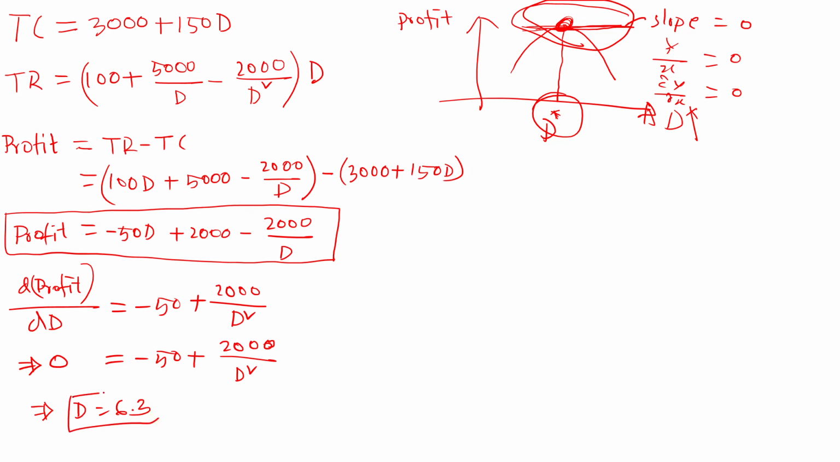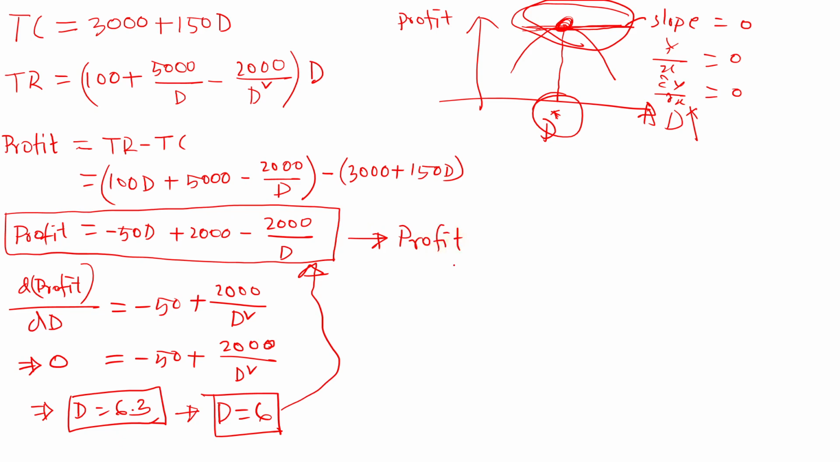Now you can't produce 0.3 units, so it has to be rounded to the closest number, not rounded up. So it's going to be basically 6 units for which the profit is maximum. Then you plug this number into the profit equation. That will give you the maximum profit. So maximum profit is minus 50 times 6 units plus 2,000 minus 2,000 divided by 6. If you solve this, I found 1366.67. So that's the max profit.